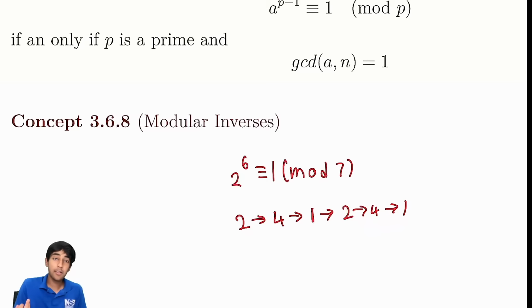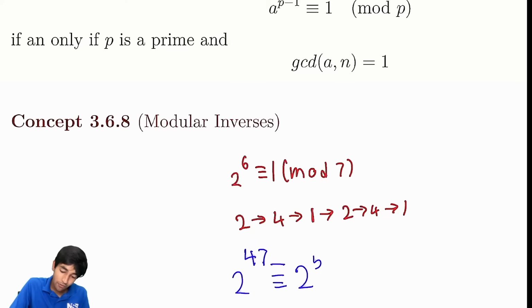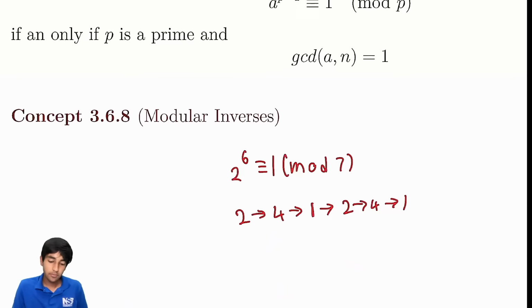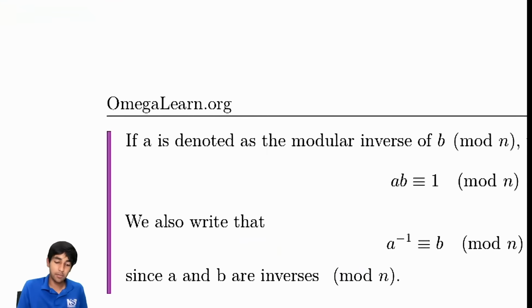And what this tells us is that, let's say we have 2 to the power of 47. This is just going to be the same as 2 to the power of 5 mod 7. Because it cycles every 6 exponents, 47 and 5 are the same mod 6. So these are going to be the same mod 7. And that allows us to make our things much easier often.